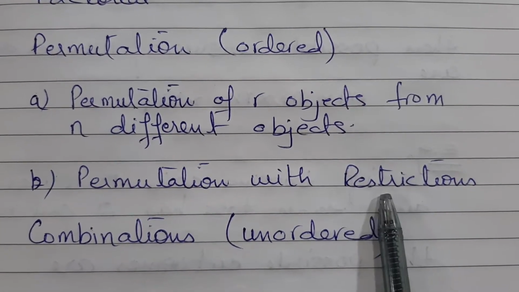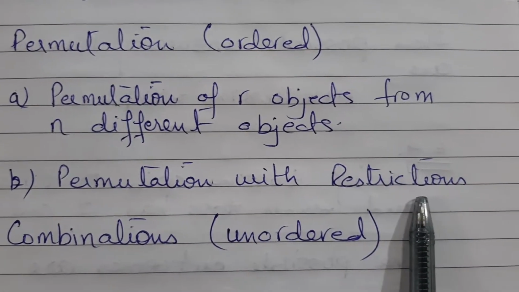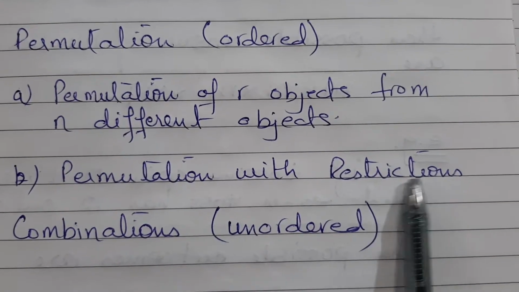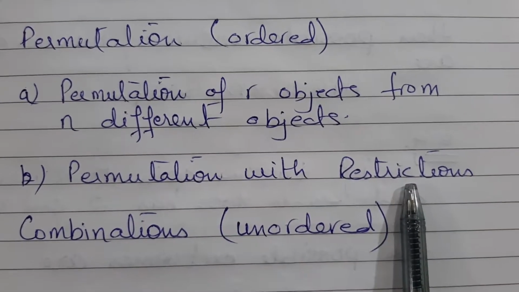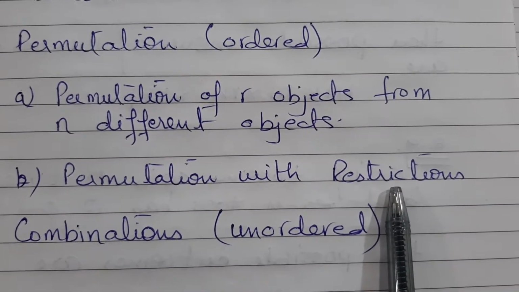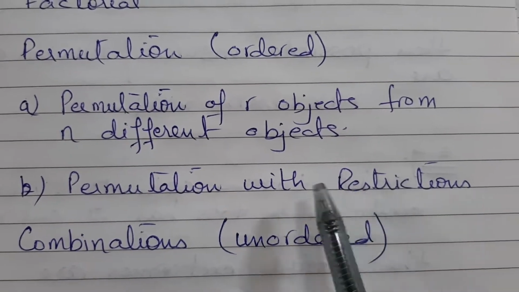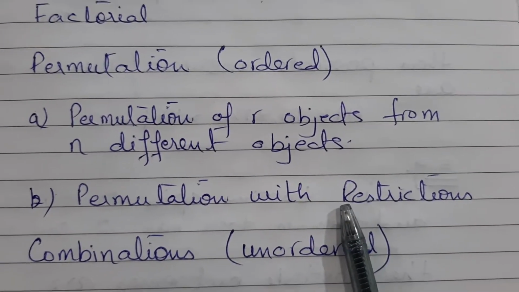Or combination, permutation with restriction. For example, I give you 5 digits and I said how many numbers, even numbers I can make, right? So these type of restriction may be applied.